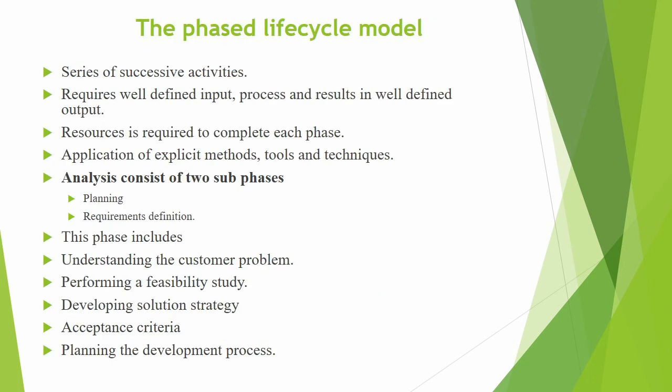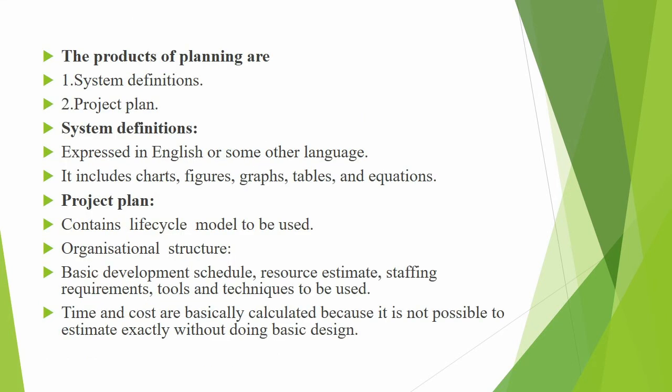The fourth topic is the phased lifecycle model. It is a series of successive activities; each requires well-defined input, a process, and results in well-defined output. Resources are required to complete each phase, with application of explicit methods, tools and techniques. Analysis consists of two subphases, planning and requirements definition. This phase includes understanding the customer problem, performing a feasibility study, developing a solution strategy and acceptance criteria, and planning the development process. The products of planning are the system definition and the project plan.